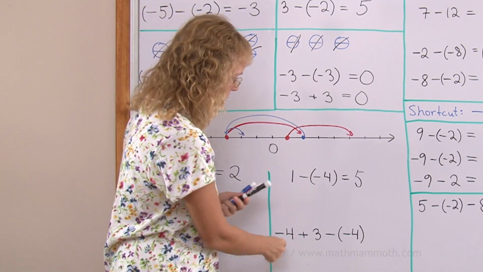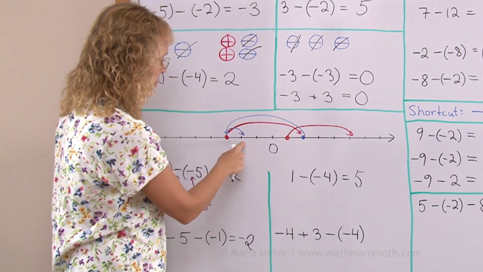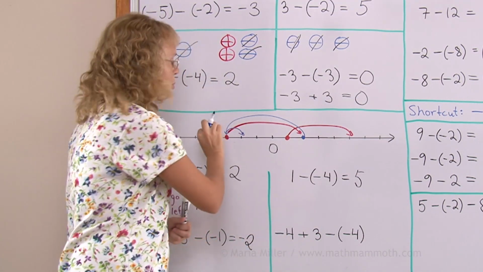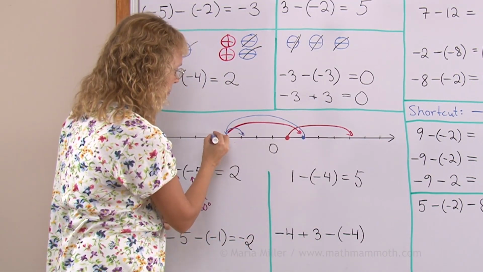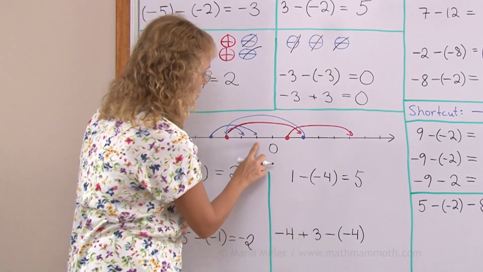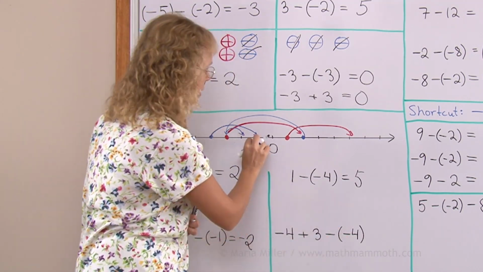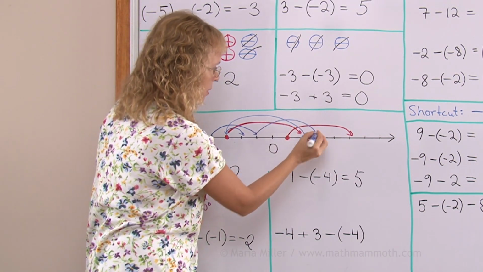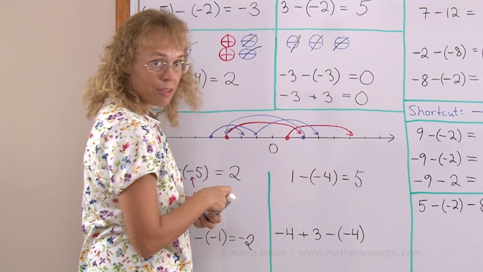Or here, start at negative 4. Then first add 3, so you move this direction 3 steps. There. And then subtract, you would go that way. This other minus makes you go this way instead, 4 steps. Over there. So we land at 3.